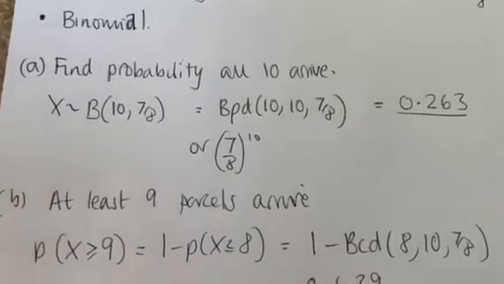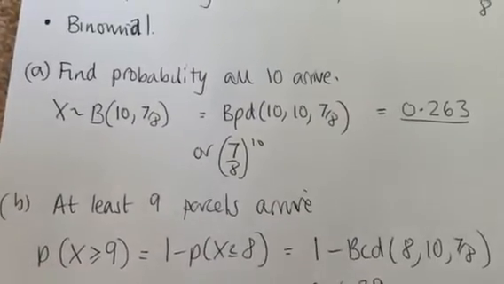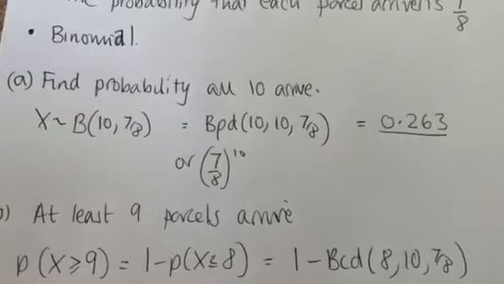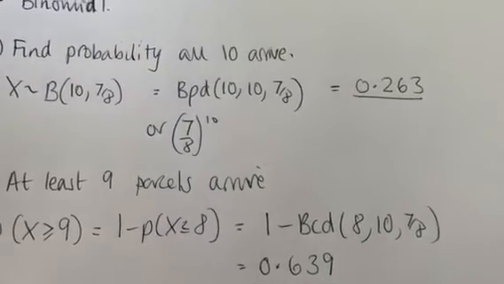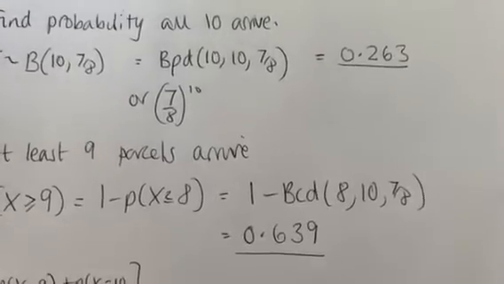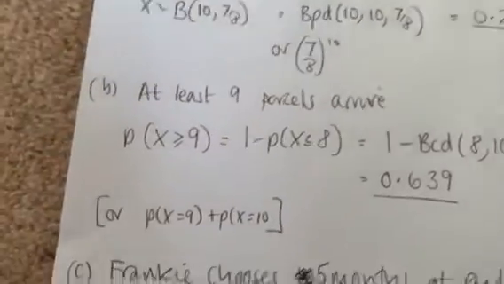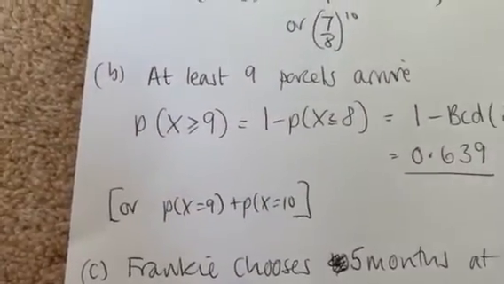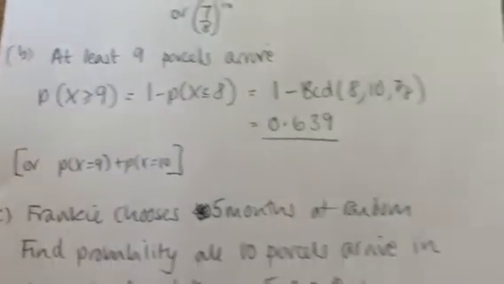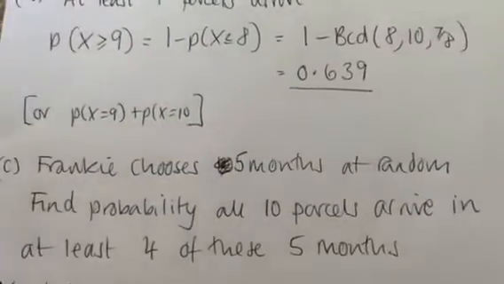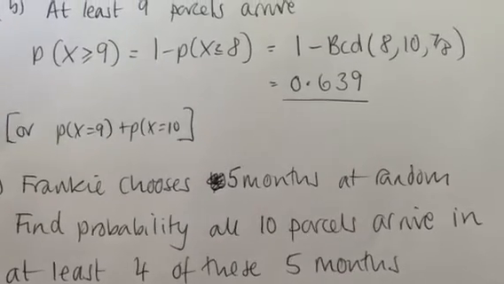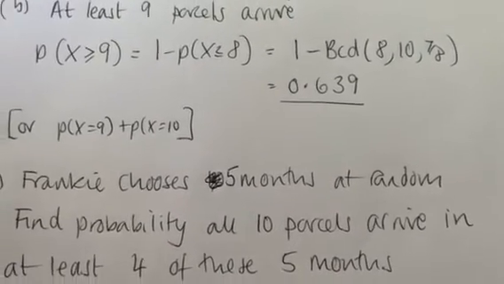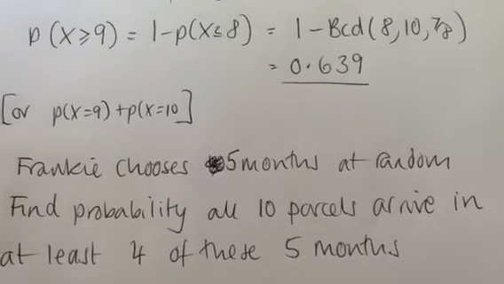Probability at least 9 parcels arrive. Well, that's X being greater than or equal to 9, which of course is 1 minus X is less than or equal to 8. So I've used 1 minus BCD there. I've got 0.639. You could have worked out 9 and 10 individually and added them together. Right, this is what's good about this question. Frankie chooses 5 months at random. Find the probability that all 10 parcels arrive in at least 4 of these 5 months.